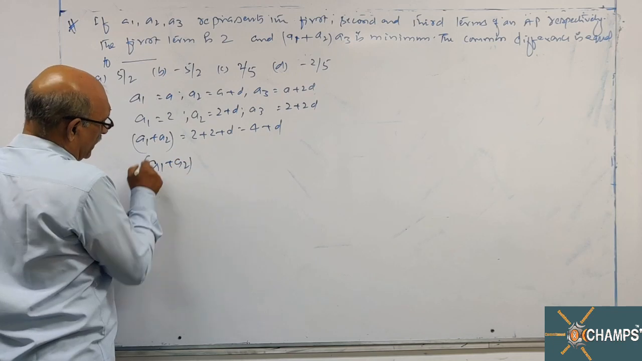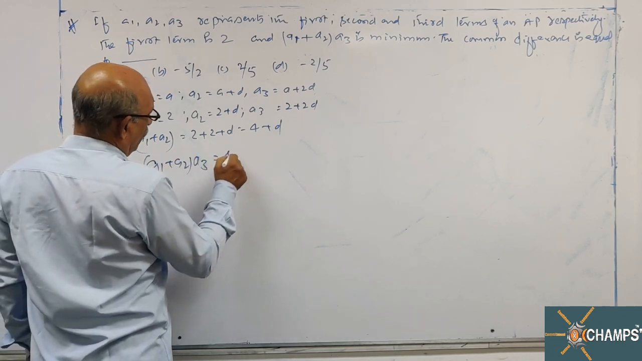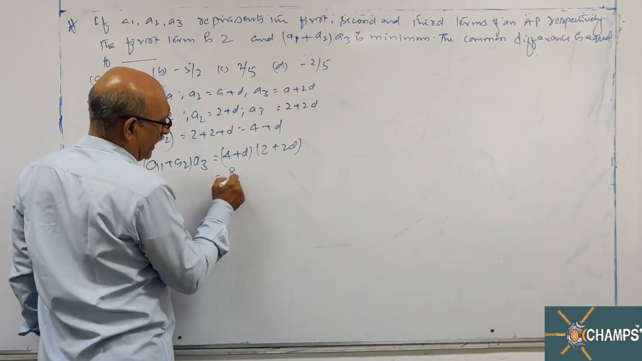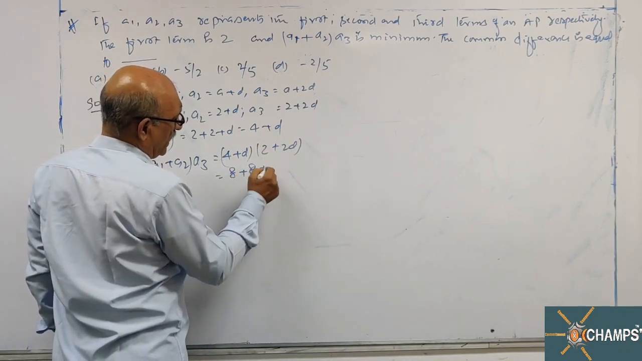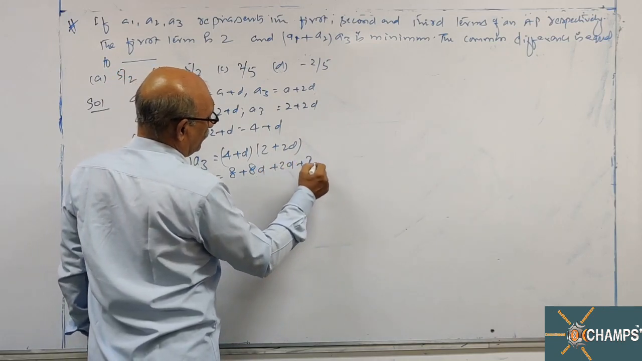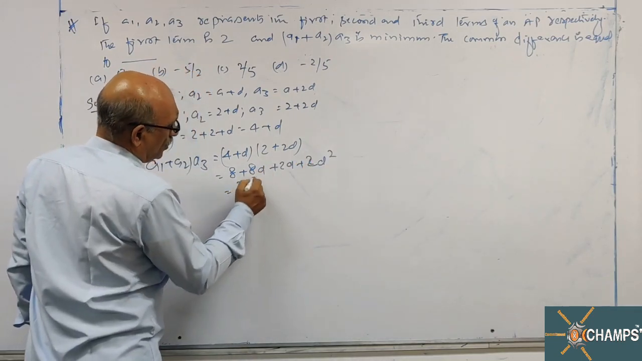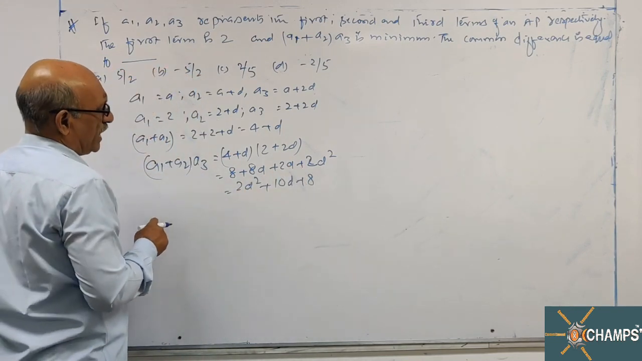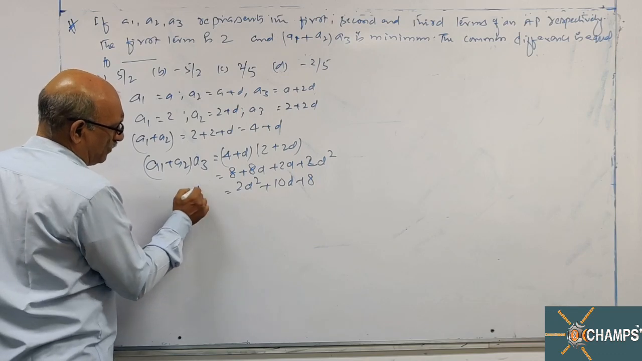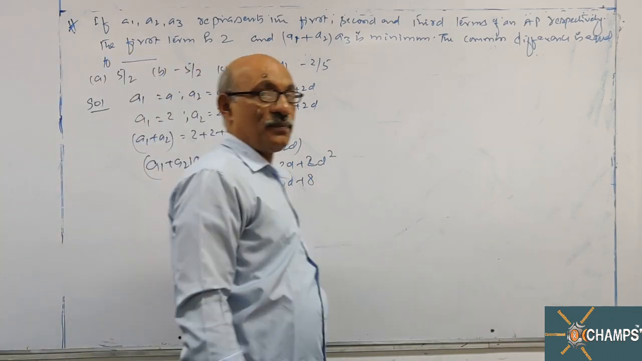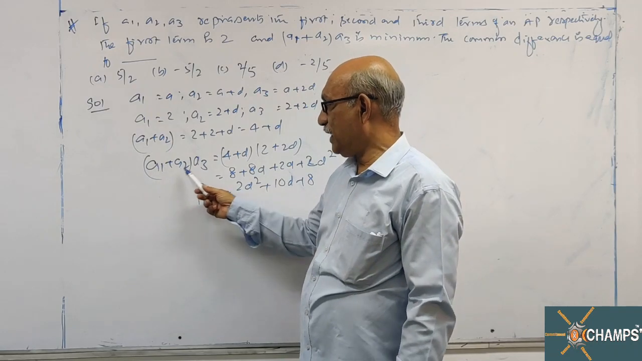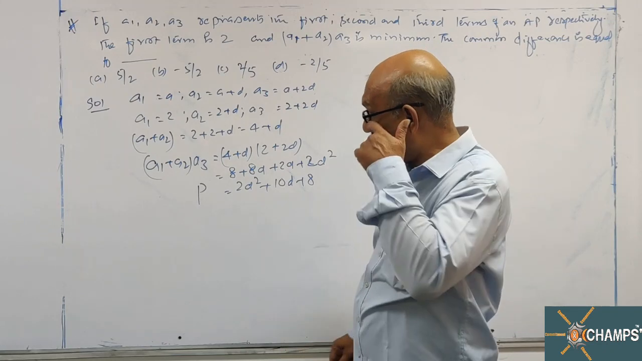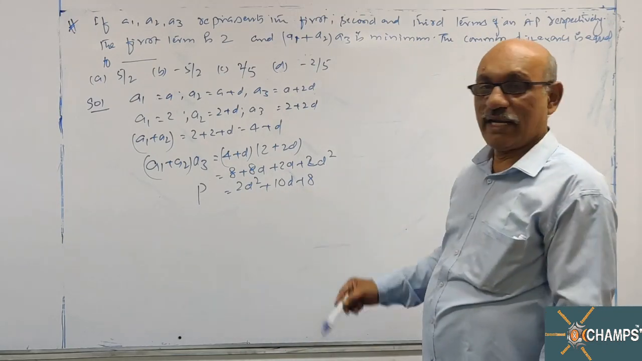A1 plus A2 into A3, 4 plus d into 2 plus 2d, 4 2s are 8, 4 2s are 8d, 2d plus 2d square. So 2d square plus 10d plus 8. It is a quadratic expression. Let us represent it as a variable on the left hand side, P. P is a variable. It has no significance here.